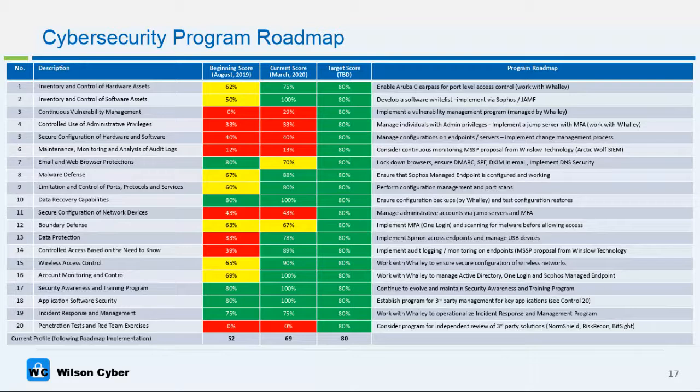For security awareness training, continue to evolve and maintain the security awareness and training program. For application software security, establish a program for third-party management for key applications. So in their case, most of their key applications are already provided by third parties. So here's where they're going to have to go back and look at the third parties to make sure that they have a security program in place. Incident response and management, work with Wally to operationalize their incident response plan, because they'll now migrate that to Wally instead of doing it themselves. And finally, for pen test, they need to have an independent pen test. And they looked at third-party solutions such as Norm Shield, Risk Recon, and Msit.